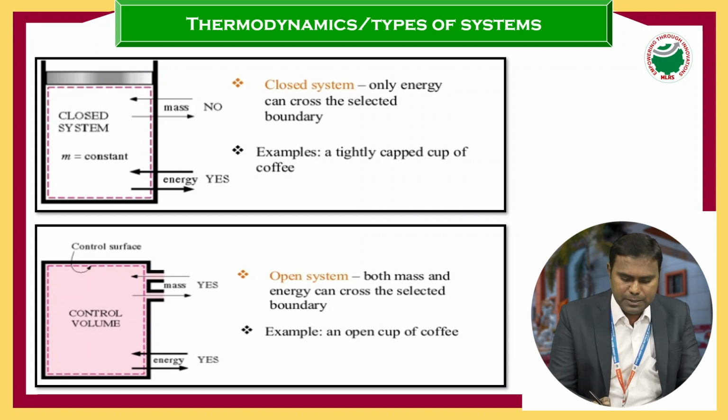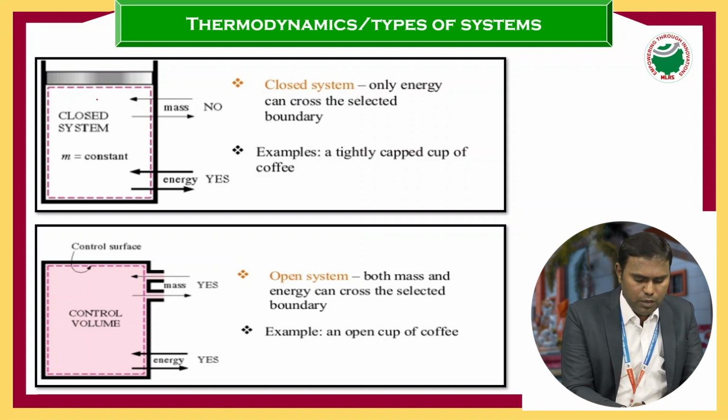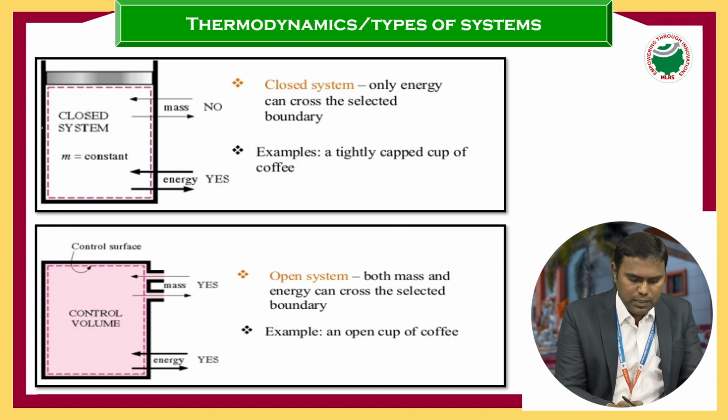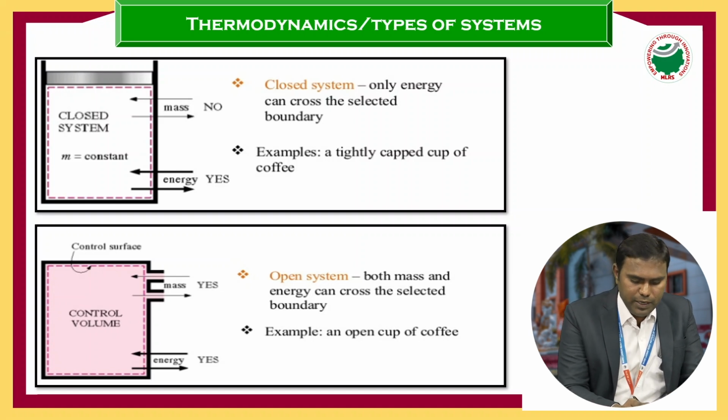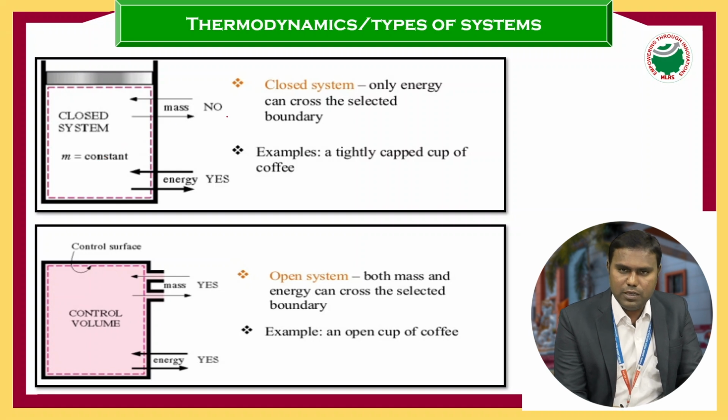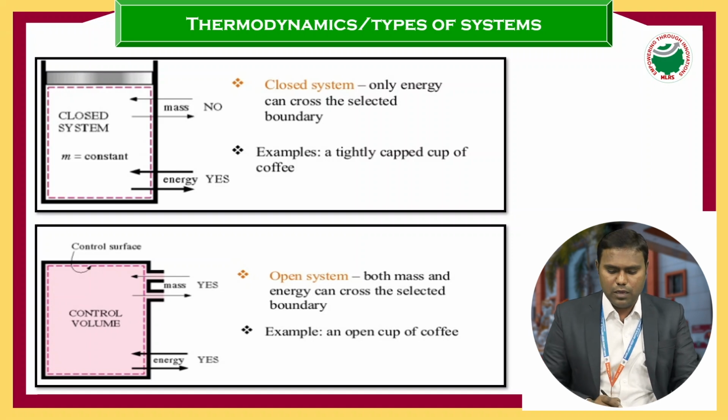The best example is a cup of coffee in a flask. In this example, the coffee is filled and the cap is also arranged, tightening the cap. So the mass of coffee is fixed. We cannot change the mass of coffee, and heat energy transfers from the system to the surroundings. So mass is fixed and energy transfers from the system to the surroundings. This is called a closed system.